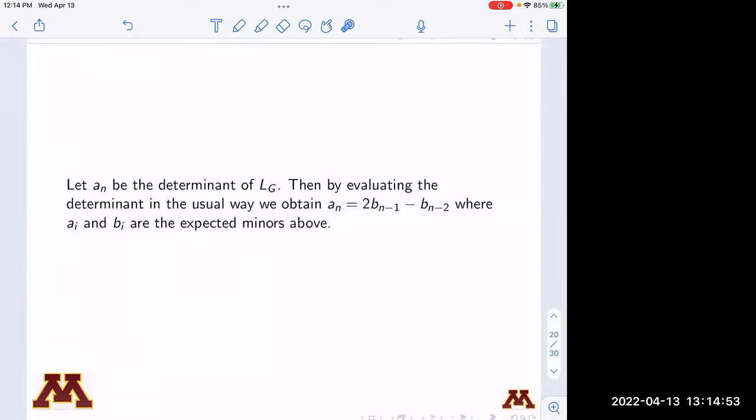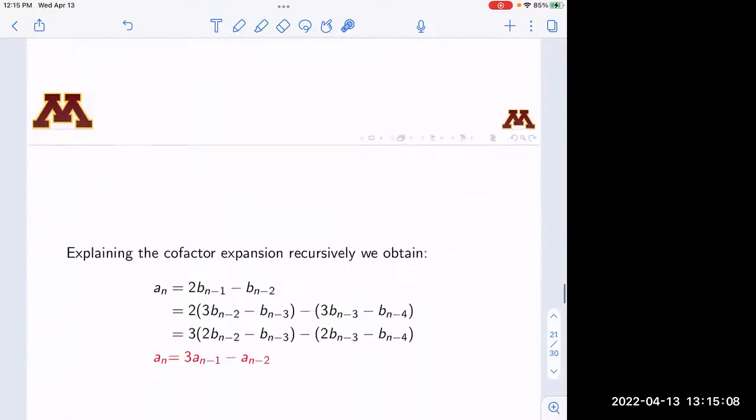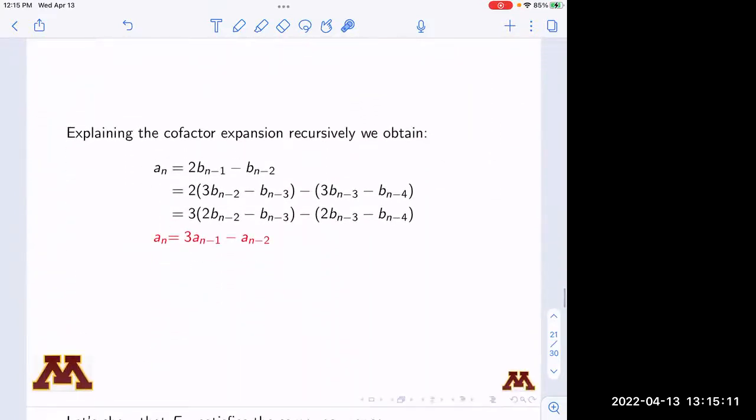Okay, and we're just determining the determinant in the usual way. So we have a_n equals b_{n-1} minus b_{n-2}, where they're labeled as above. And then as we're explaining the cofactor expansion, we end up with 2 times 3 b_{n-2} minus b_{n-3} minus 3 b_{n-3} minus b_{n-4}, ending up with a_n equals 3 a_{n-1} minus a_{n-2}.